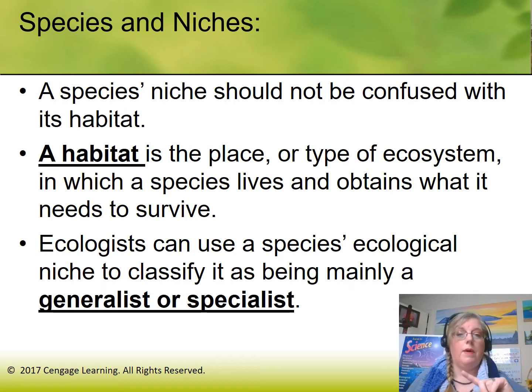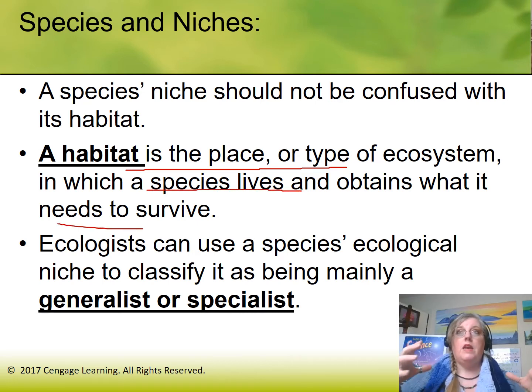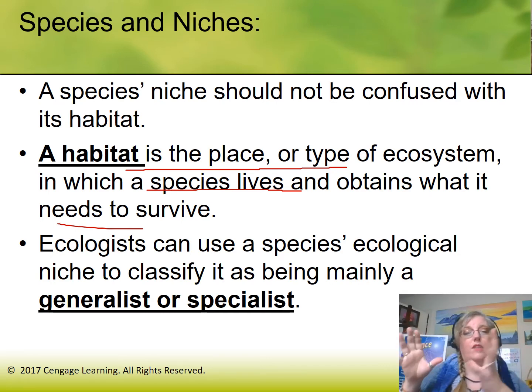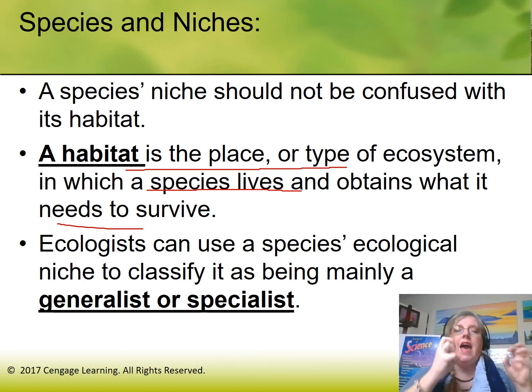That's niche. But a lot of people get niche and habitat mixed up. Habitat is just where it lives, the place or the type of ecosystem where it obtains what it needs. So niche is how the species lives. Habitat is just where. Nothing fancier than that. Habitat's just minimal: where does it live, what kind of ecosystem does it live in? Niche is how does it live, like we talked about on the last slide.